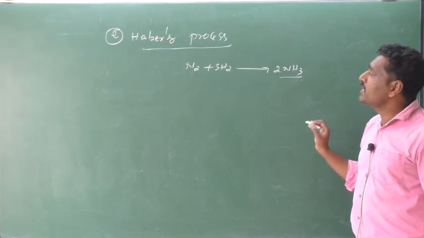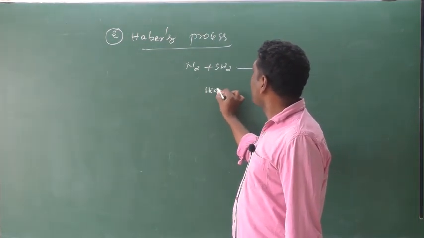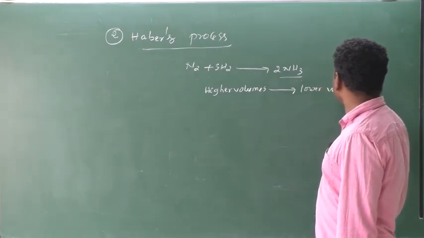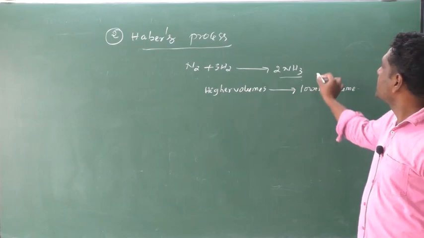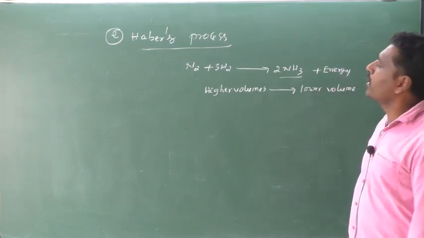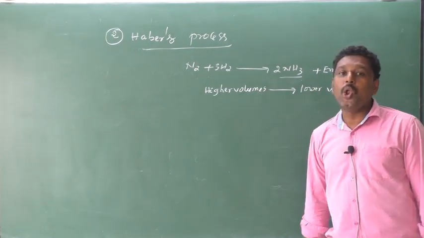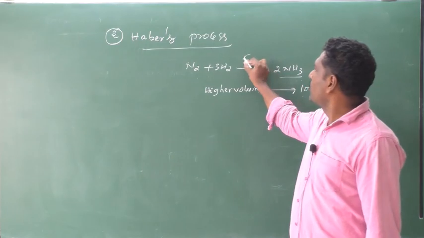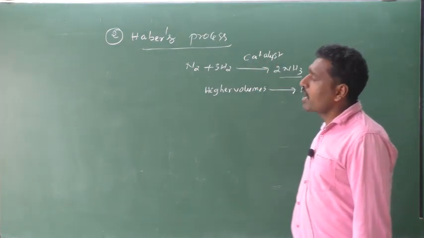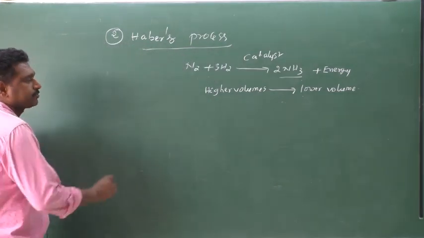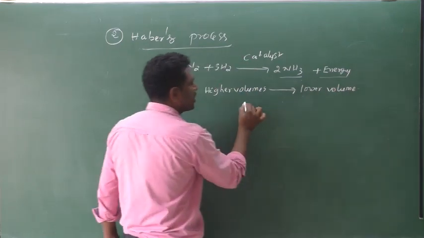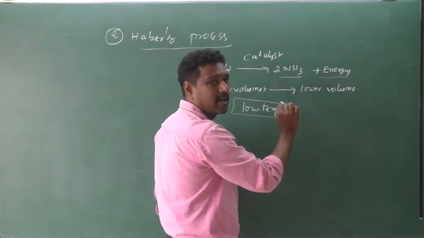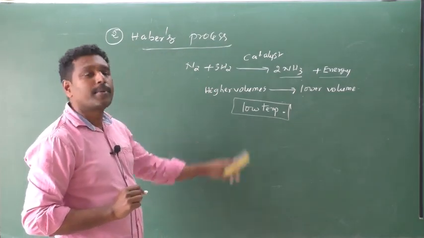Therefore ammonia is prepared. This reaction takes place from higher volume to lower volume. Here it is exothermic, energy is released, and therefore high pressure and low temperature are required for this formation, and we also use a catalyst. Which catalyst is used? Finely divided iron. For an exothermic reaction, low temperature is favorable. Exothermic means energy is released.